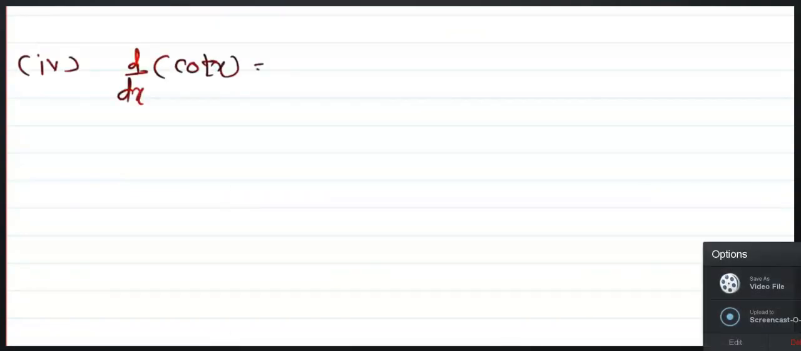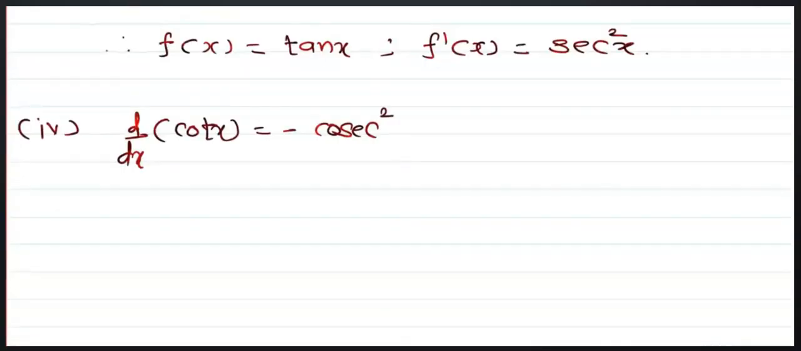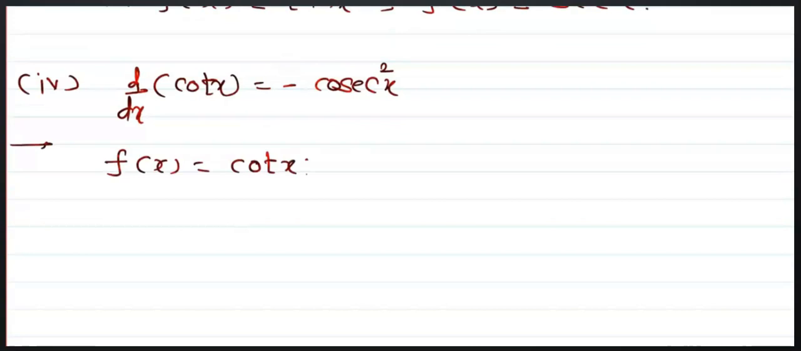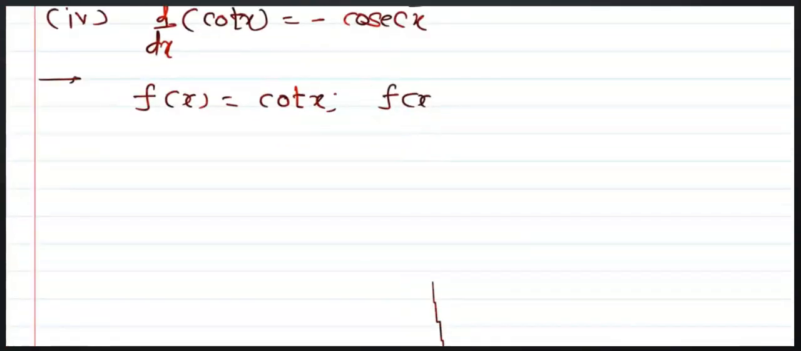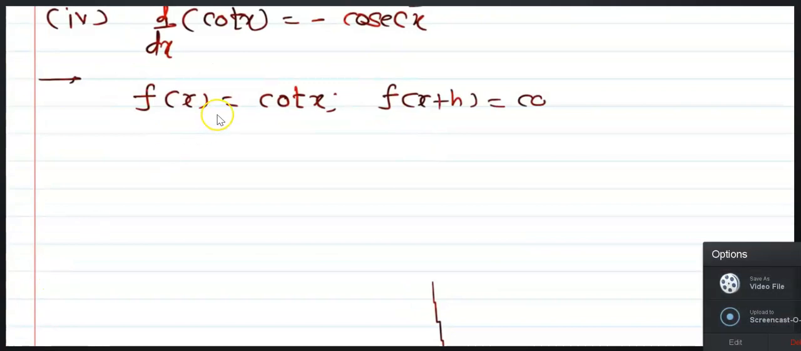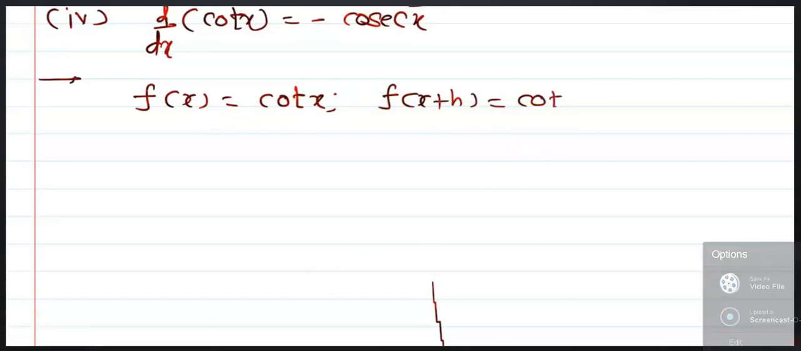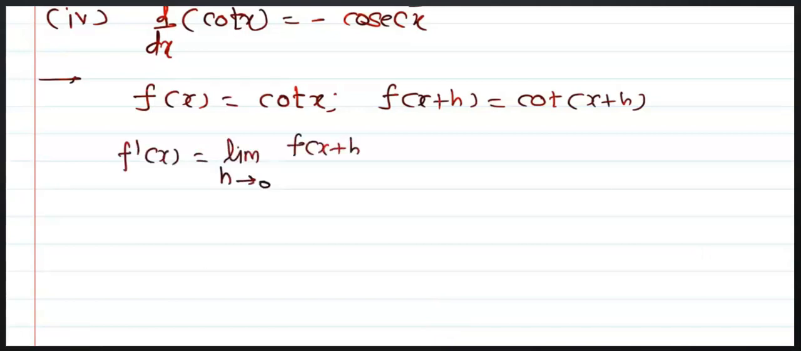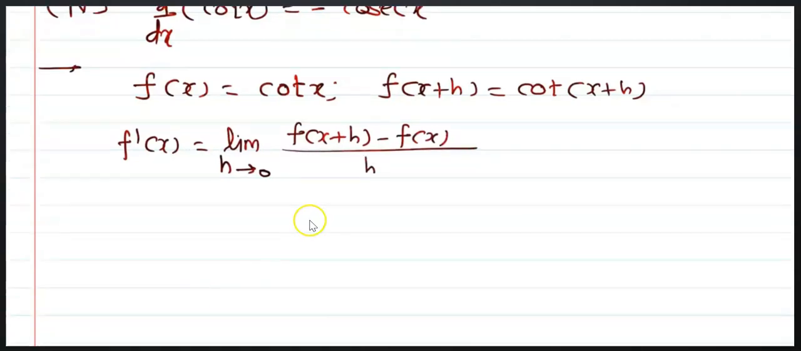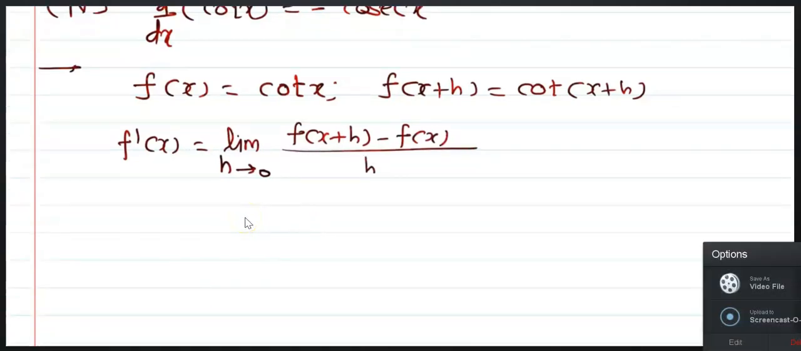Now the derivative of cot of x. The derivative of cot of x is minus cosec square x. Now we'll find it out by using the definition of the first principle. Here again f of x is equal to cot of x. Now what is f of x plus h? That is cot of x plus h. Therefore f dash of x is equal to limit h tends to 0, f of x plus h minus f of x upon h.